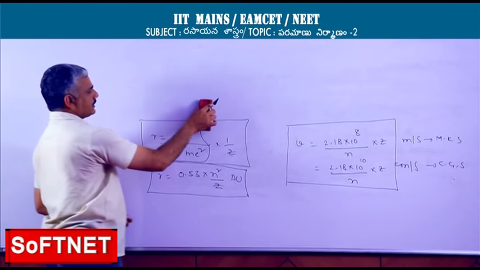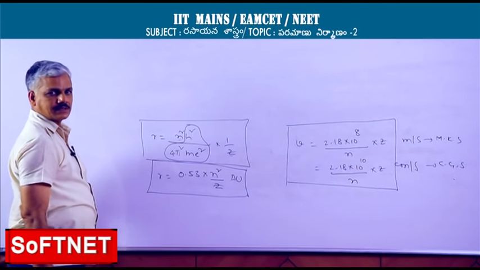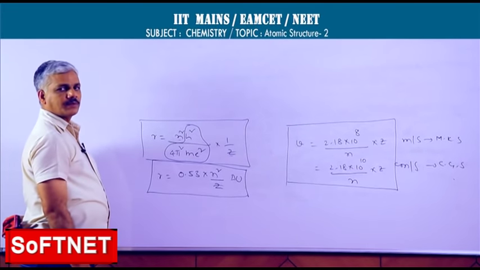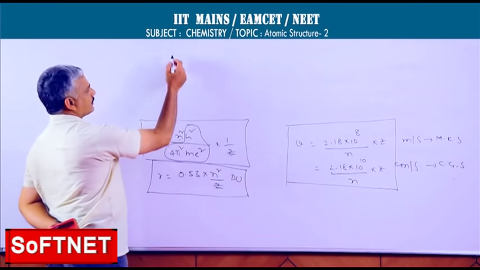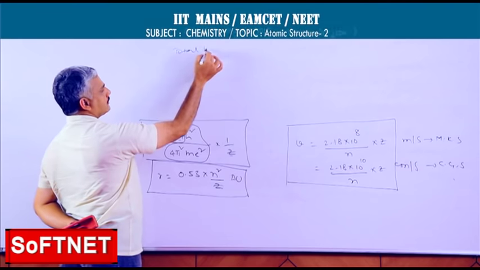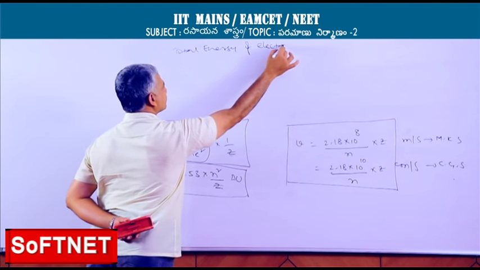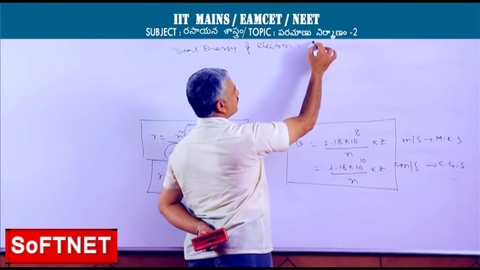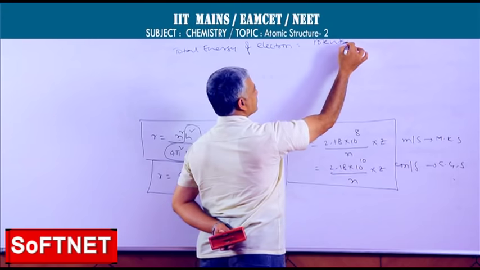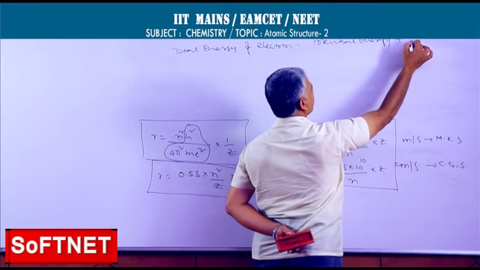As the electron is continuously moving around the nucleus, it is associated with both the potential energy as well as the kinetic energy. So, the total energy of the electron can be taken as a sum of potential energy and kinetic energy.